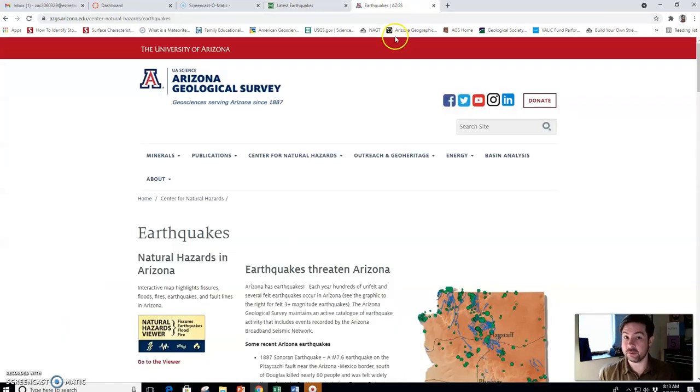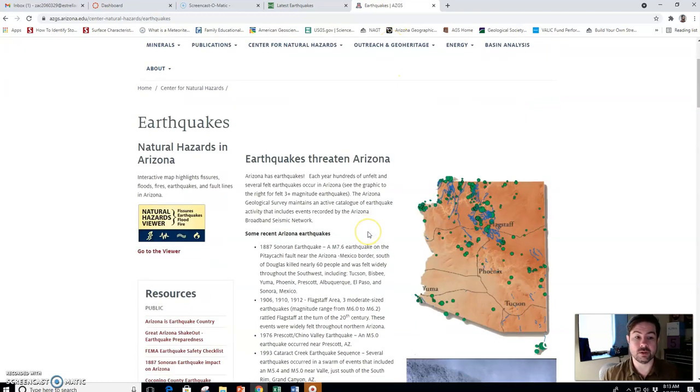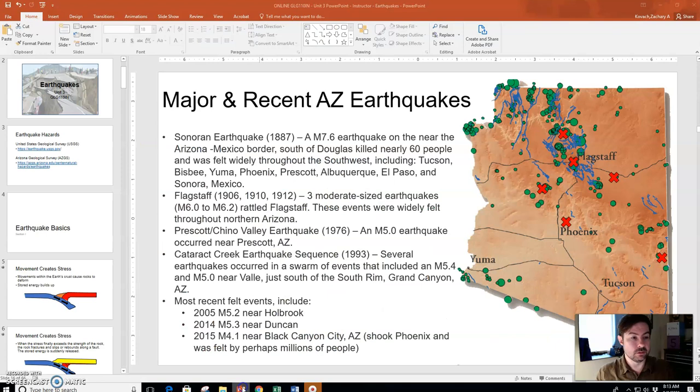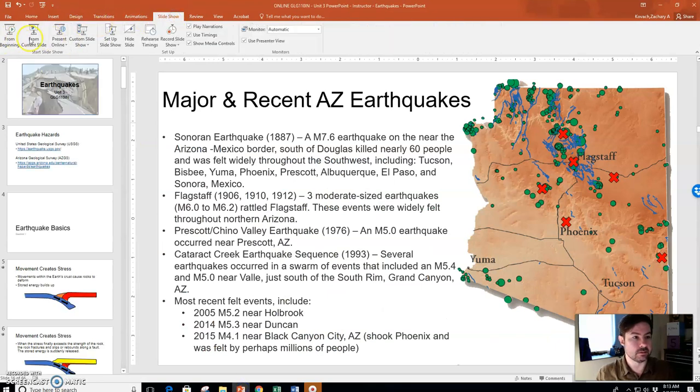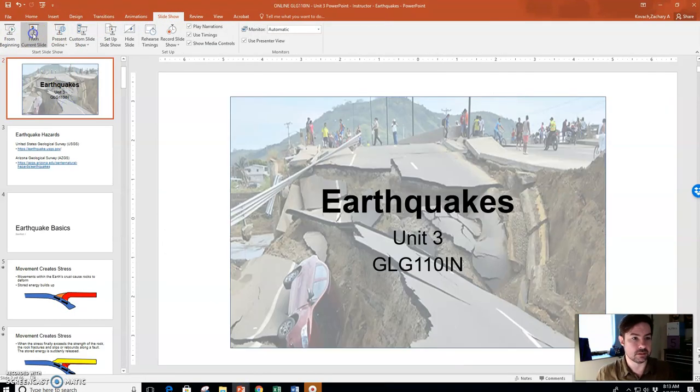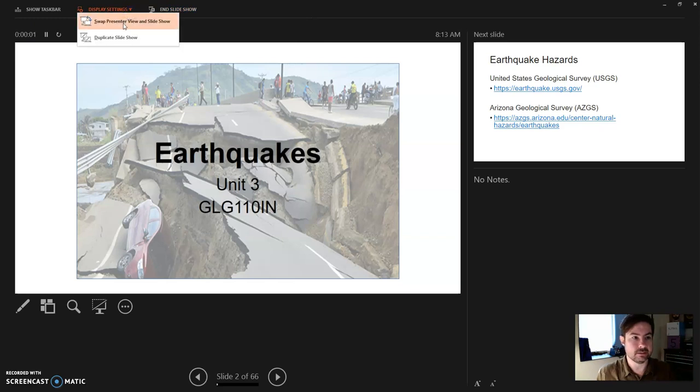And same with Arizona. The Arizona Geological Survey, the AZGS, also has a bunch of information on earthquakes in Arizona. Reason being, we get earthquakes in Arizona. They're not the big, huge, giant ones that we see and hear about on the news and movies and such, but we still get them every once in a while. So let's go ahead and get this party started.